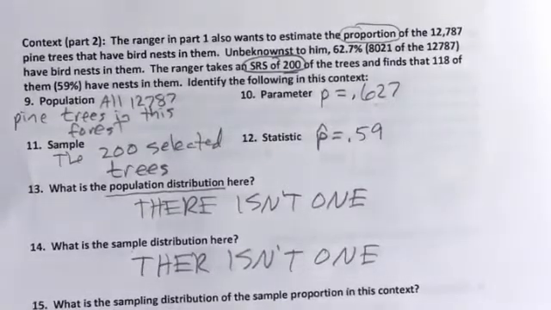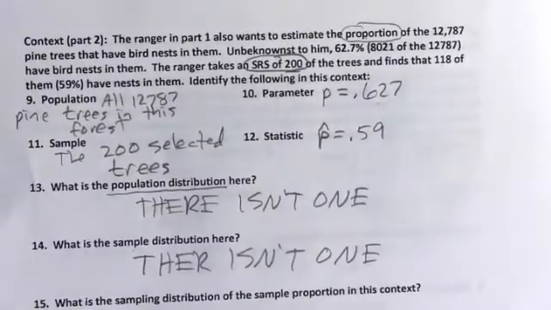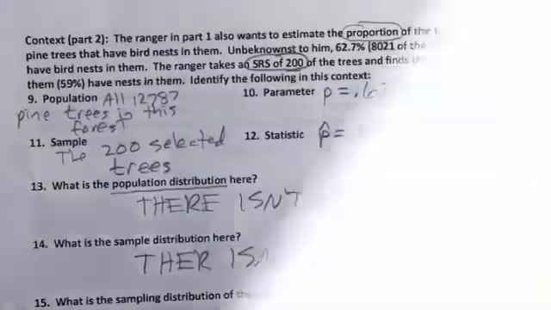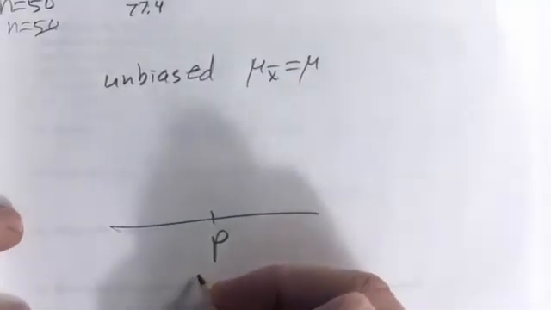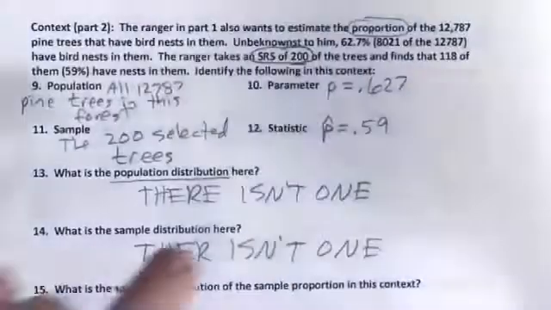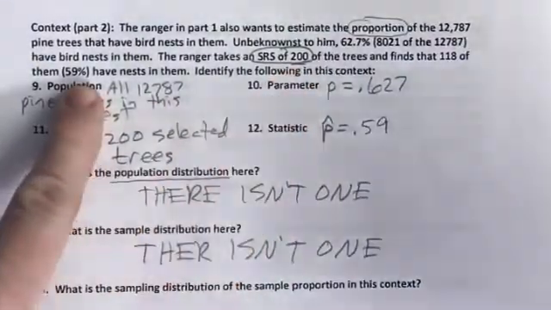But there is a sampling distribution. The sampling distribution is every value p hat could possibly take. So what it is that we took a sample, and our population proportion p is equal to 62.7%, so that is equal to 0.627. And we took a sample of size 200, and we got 0.59. Well, that p hat was somewhere down here.